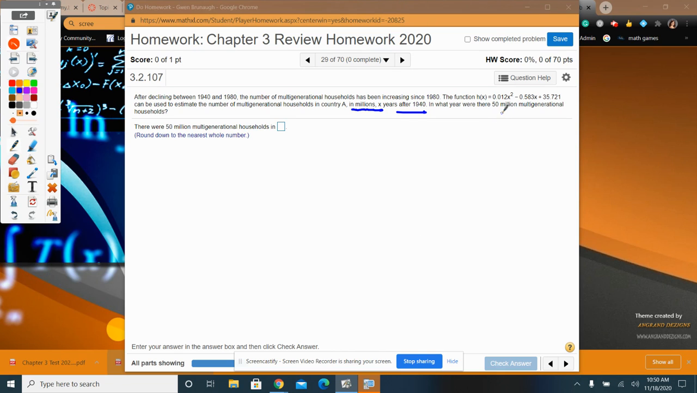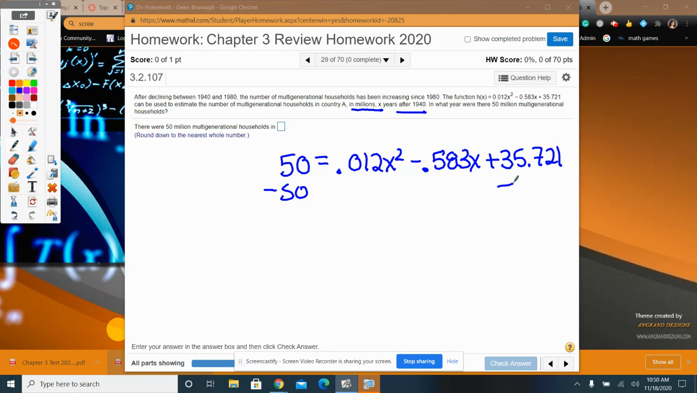So in what year were there 50? They want to know, when does this equation equal 50? So 50 equals 0.012x squared minus 0.583x plus 35.721. So you're going to subtract 50 and you're going to get 0 on one side. And you'll get 0 equals 0.012x squared minus 0.583x, and then you'll type that in your calculator. And that's minus 14.279.